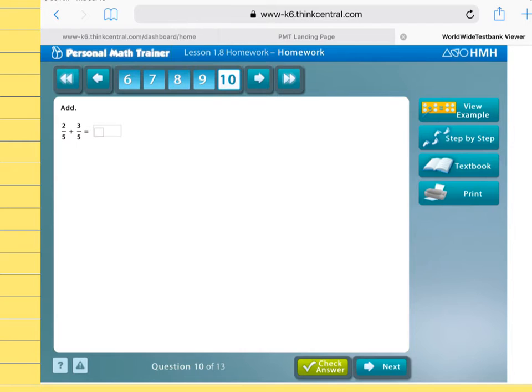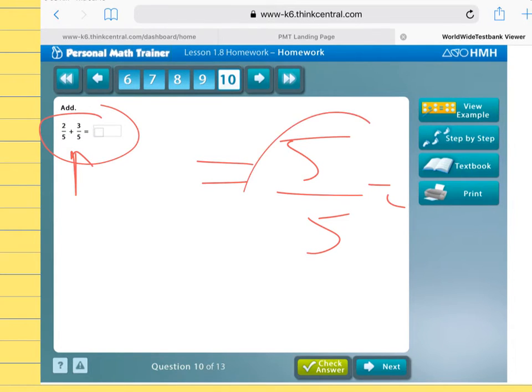Problem number 10, most important thing here is to unpack the problem. You see that they are both like fractions, but you have to be very careful. Because we've been subtracting all these fractions, make sure you know it's addition. So you have 2/5 and 3/5, and that's going to equal 5/5. And then 5/5 can be simplified to 1 whole. So the answer here is 1.